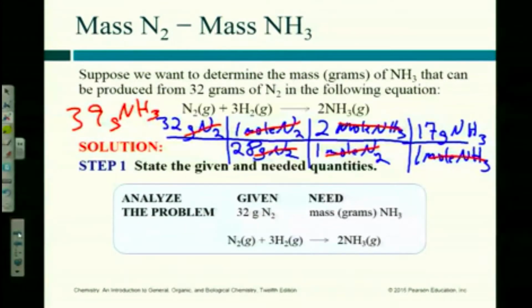Then to convert moles of nitrogen to moles of ammonia, I use the balanced equation. 1 to 2. Okay? This step right here can only be done from the balanced equation. Then once I have moles of ammonia, I use the molar mass again. 1 nitrogen and 3 hydrogens gives me 17 grams. Okay?